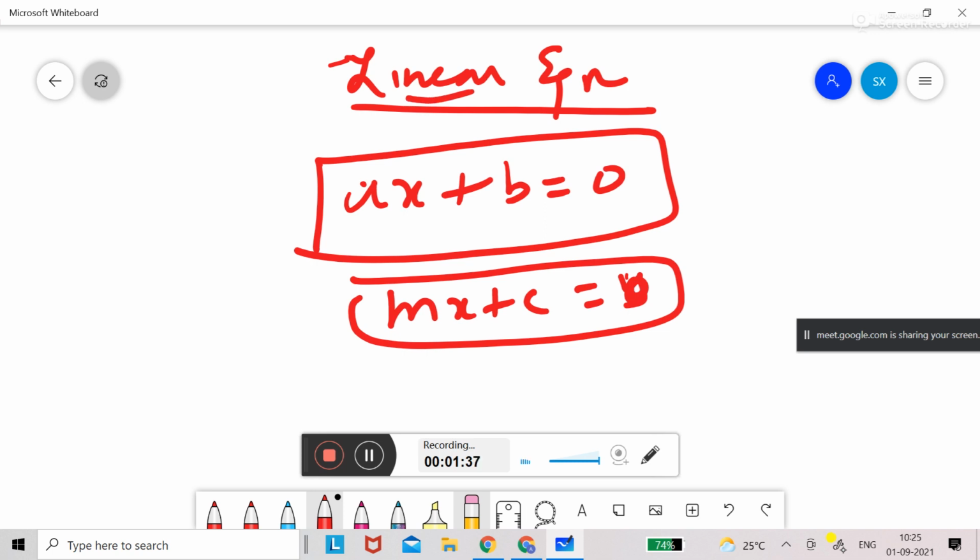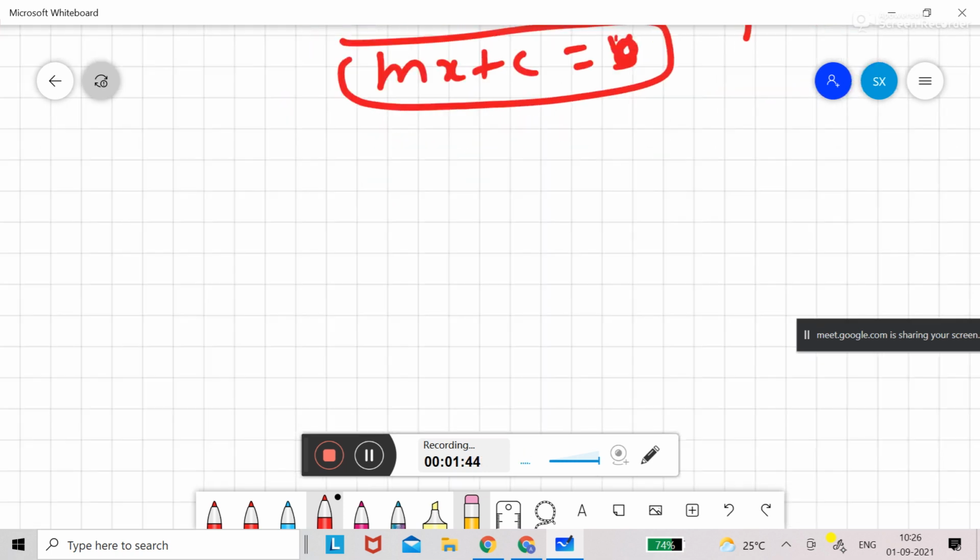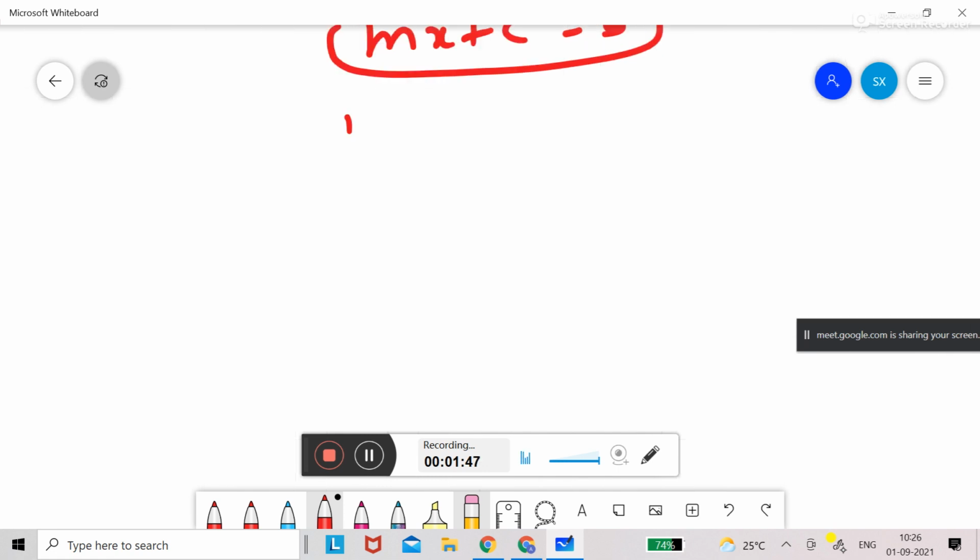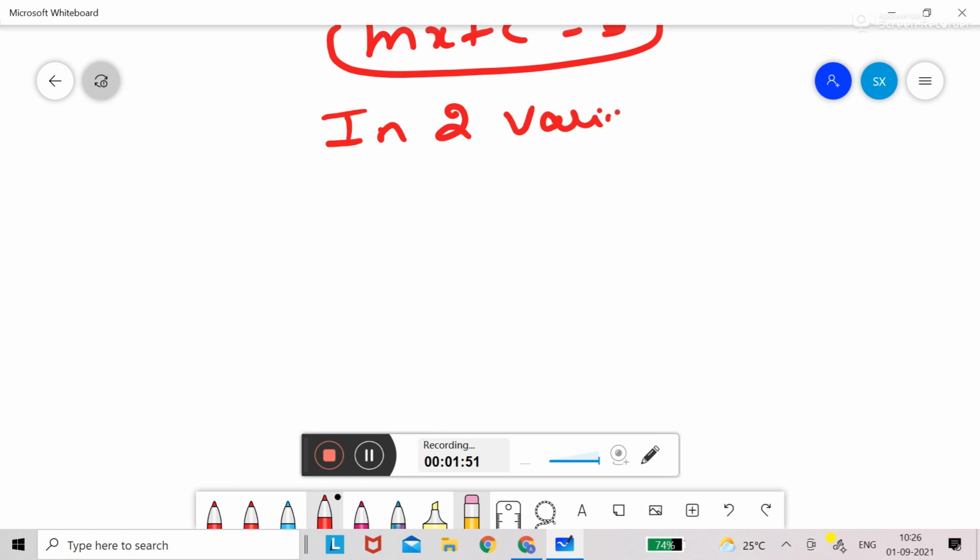Why do we say linear equation? Because when we plot a graph, we get a straight line. Different types of straight lines we get. That is why. Now we are learning linear equation in two variable. What is the general form in two variable?